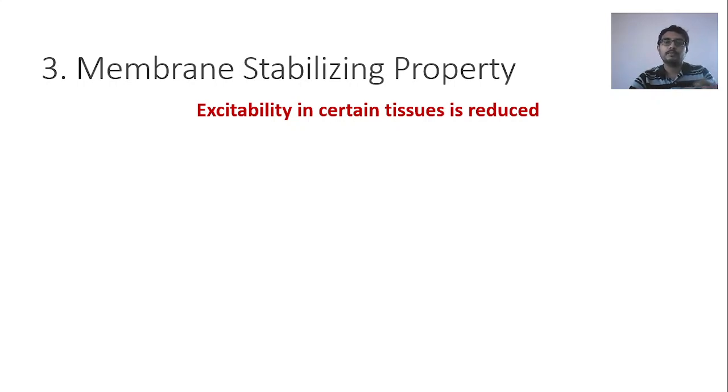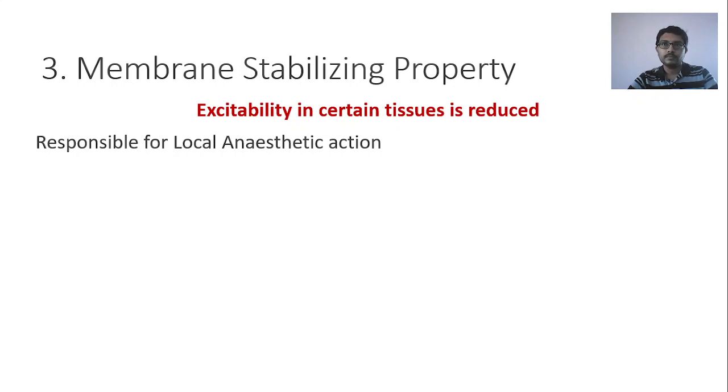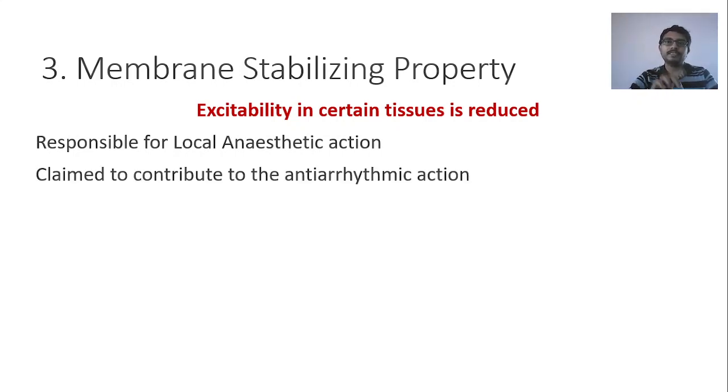This membrane stabilizing property is prominent in two types of tissues. One is nerve, the other one is muscle. In the nerve, if the excitability is reduced, that will lead to local anesthetic action. And in the muscles, especially in the heart muscle, the membrane stabilizing property is claimed to contribute to the antiarrhythmic action. So membrane stabilizing property has these two pharmacodynamic implications. There is also a pharmacokinetic implication.